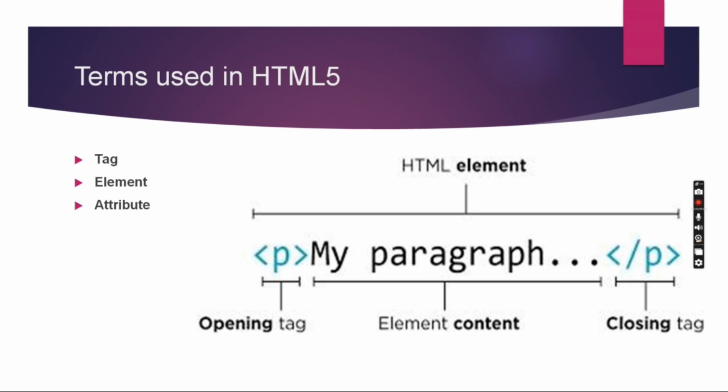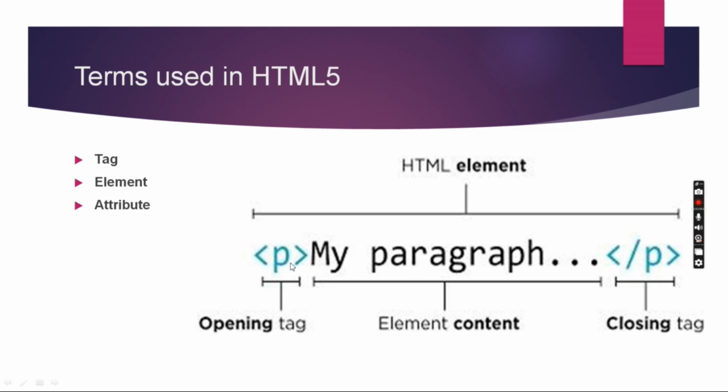Next, let's see some of the terms used in HTML5. Here are three terms: tag, element and attribute. These terms will often be used while coding in HTML. You can see there is an example on the screen. There is a P character within the angular brackets. The angular brackets are called a tag. Within that we have P, which is a paragraph tag.